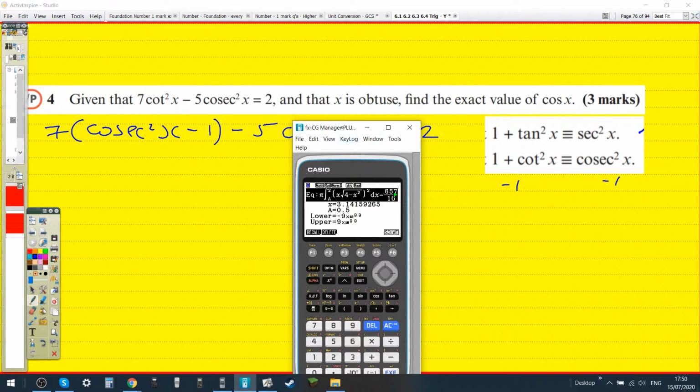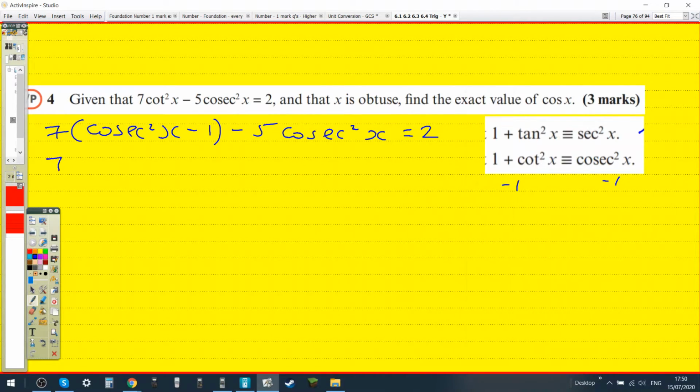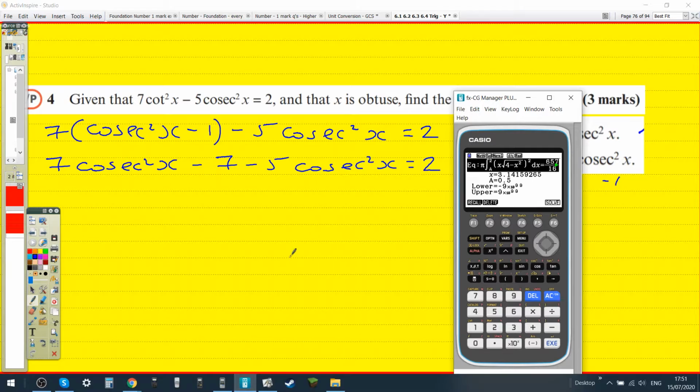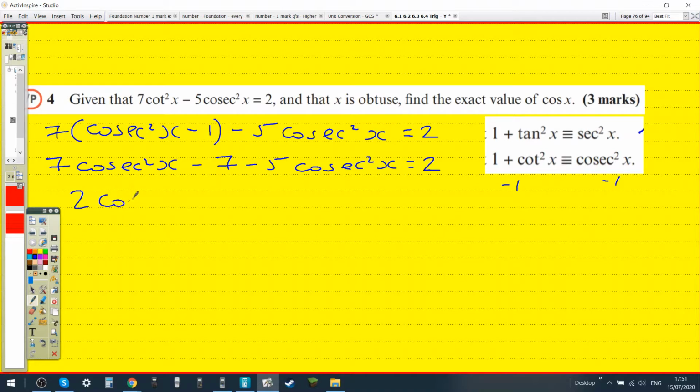So now we have 7 cosec squared x minus 7 minus 5 cosec squared x equals 2. So 2 cosec squared x. Then minus 7 minus 5. No. Minus 2. So minus 14 is equal to 0. No. Minus 5 is connected to cosec squared x. You already did that one. Oh, okay. So minus 7 minus 2, so minus 9 is equal to 0. Yep.